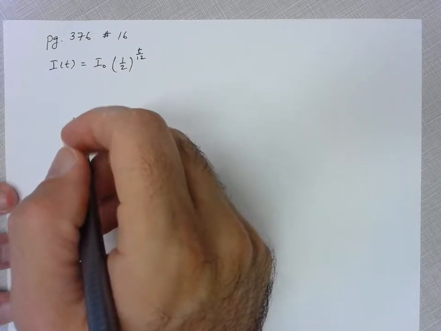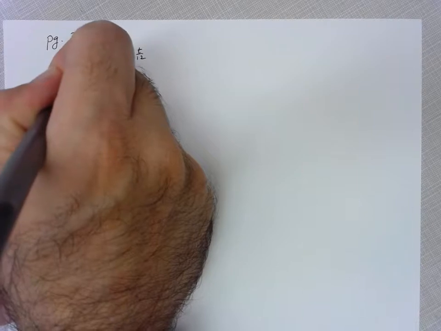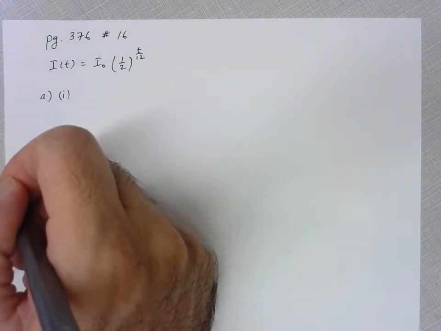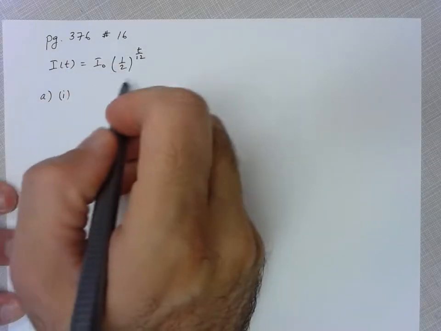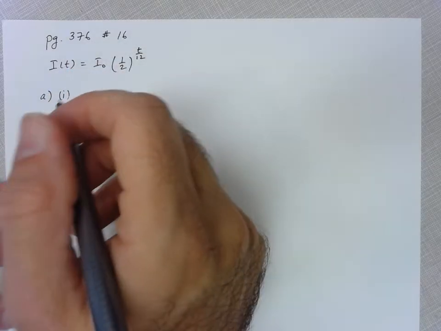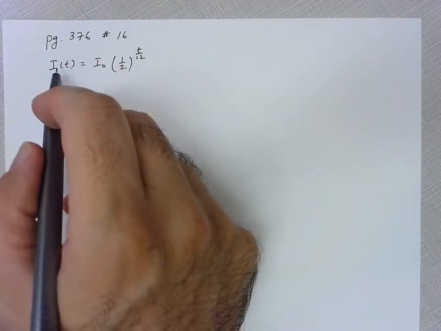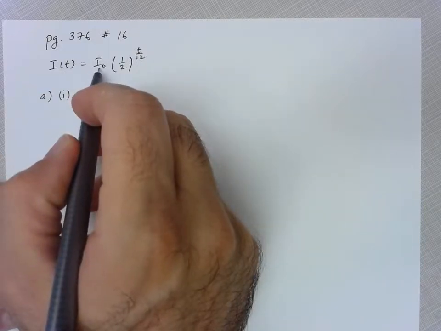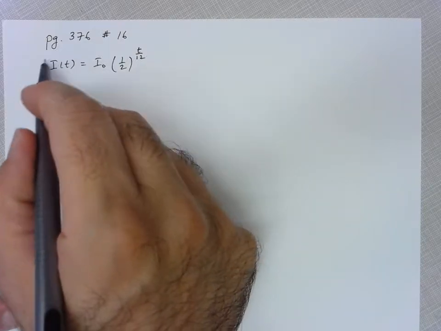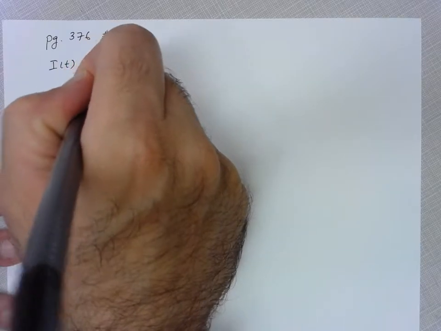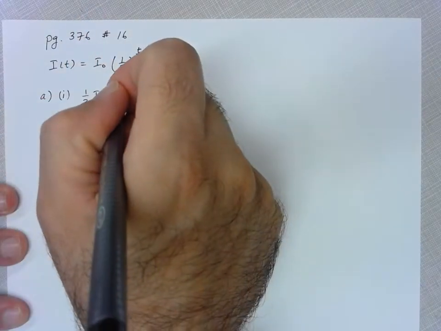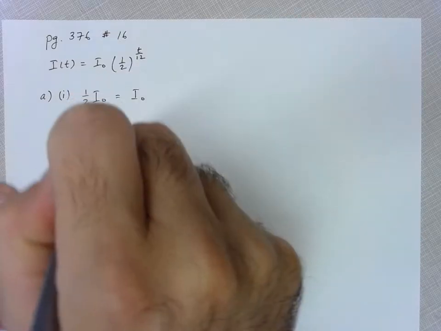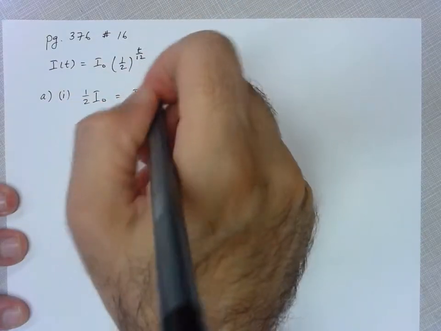In fact, the first thing they ask us to do in part A is to determine how long it takes to have half of its initial value. Now let's say you didn't recognize this as the half-life equation. You could still solve it. You need to know how long it takes to get to half of the initial, so your I at t can be replaced by half of the initial intensity, which is I naught. Notice how we can solve this problem without having a specific initial intensity.